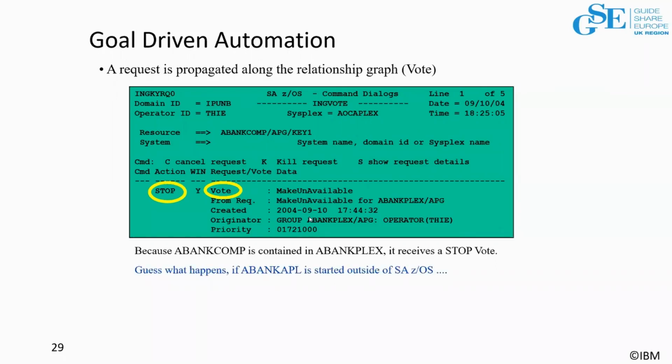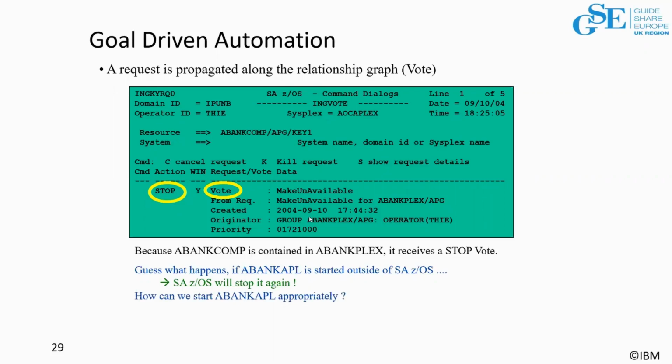So if an operator goes to a console and tries to start a resource outside system automation, just using a console command, if there's a stop vote for it, SA will stop it again. There's a message that goes on the console to the effect of "applications started outside system automation," and it will stop it again. The reason it will stop it again is because the vote says this should be down. So system automation will make sure it's down no matter what. Resistance is futile, you will be assimilated, sort of thing. You will do what I tell you.